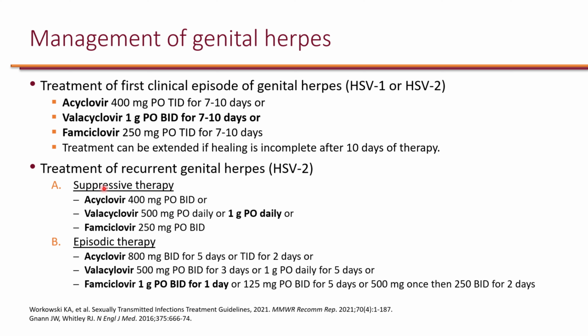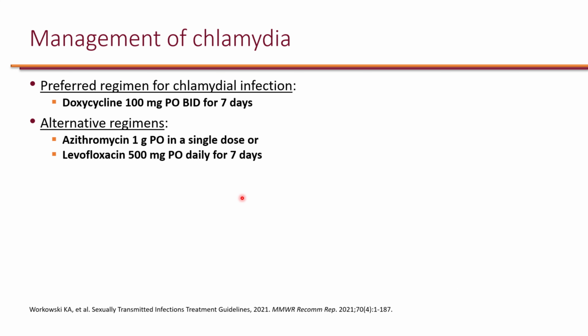Now, as far as the efficacy, the suppressive therapy is probably the most effective. It reduces the frequency of genital herpes recurrences by 70 to 80% among patients who have frequent recurrences.